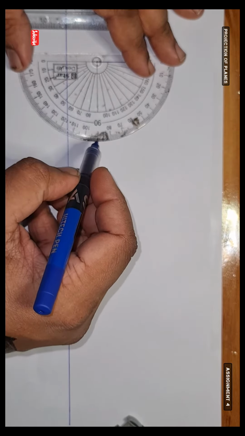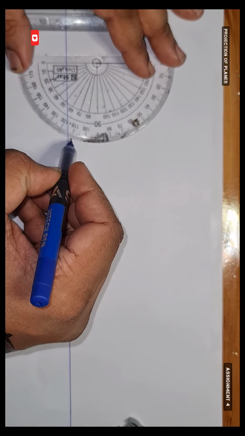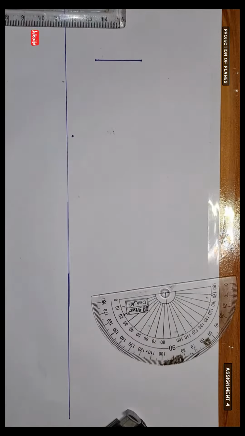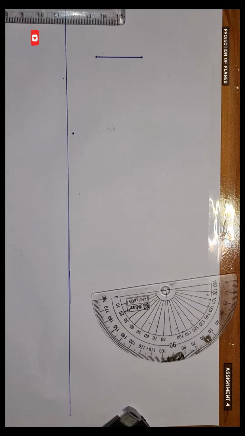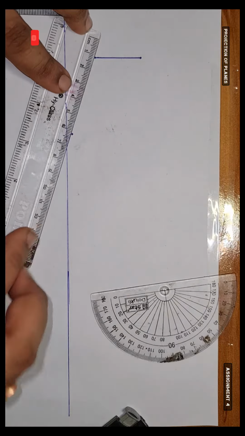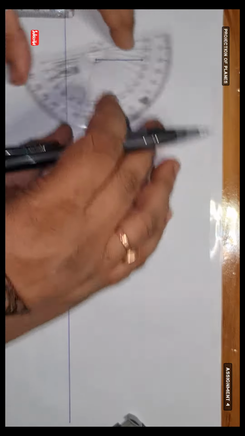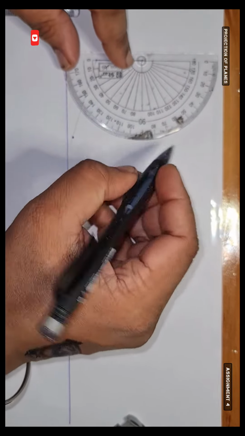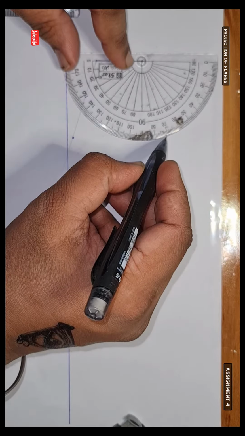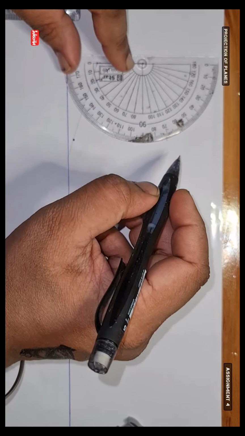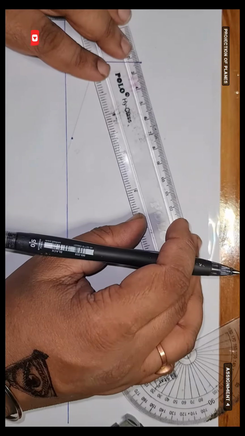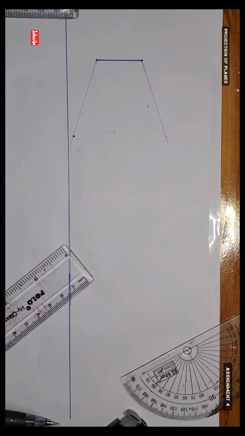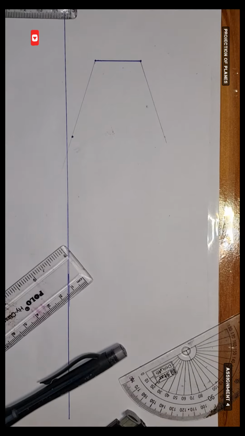This is 108 degrees, so this is 100 and this is 108. Okay, so this would be your pentagon. This is 108. Always remember you need to make 108, and when it has been completed you need to check it.